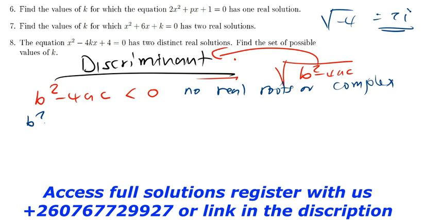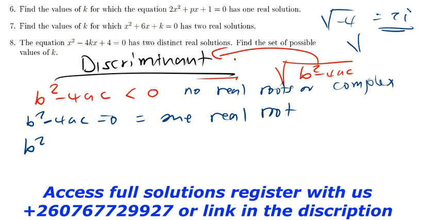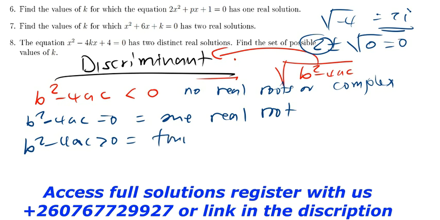If this thing is equal to 0, I'll have only one real root. For example, if the square root of this is 0, the number that I'm going to have here before this will just be the same, it will just be one. If this thing is greater than 0, I'll have two distinct, different real roots. So this is what we use under the discriminant.